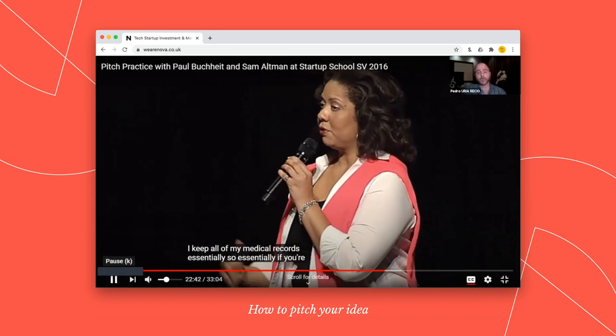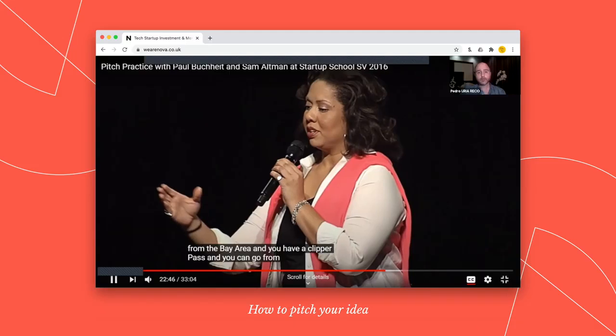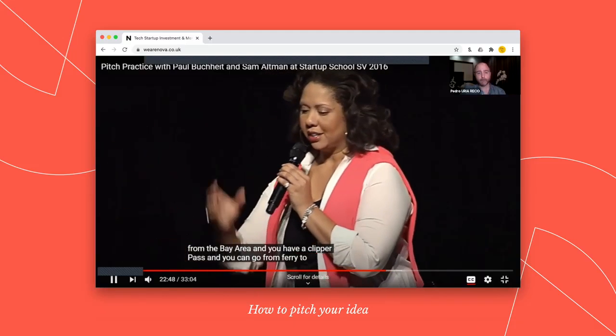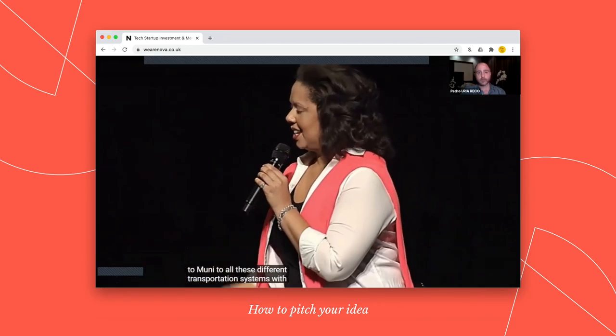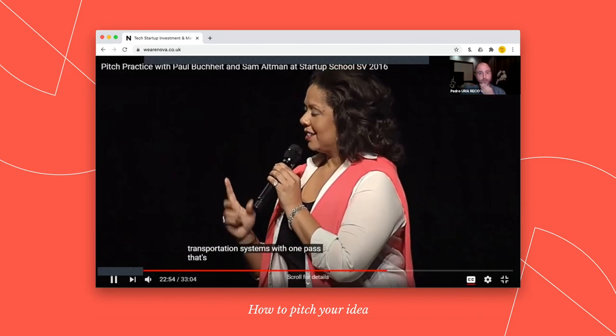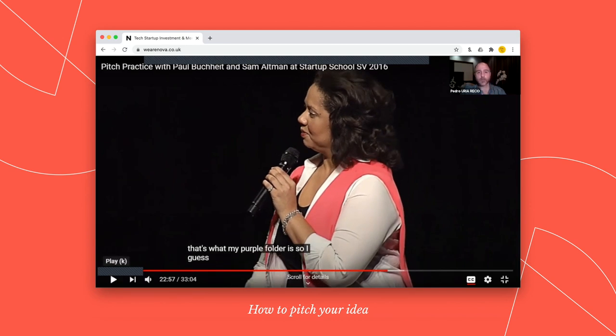So essentially, if you're from the Bay Area and you have a Clipper pass, and you can go from ferry to BART to Muni to all of these different transportation systems with one pass, that's what My Purple Folder is. So now I'm totally lost because I don't know whether this idea is about transportation or healthcare. That's too abstract for me.